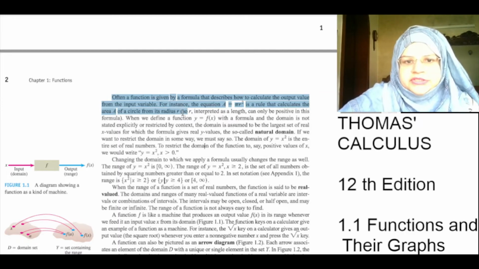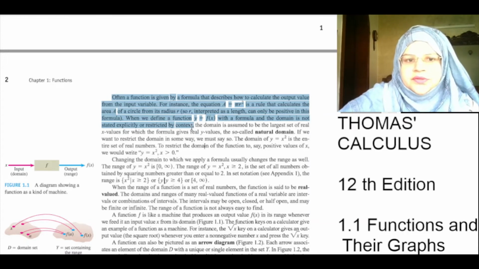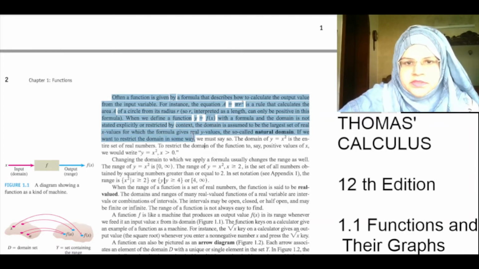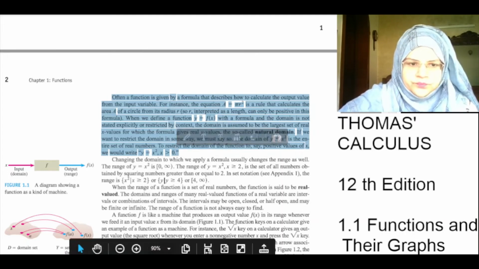When we define a function y equals f of x with a formula and a domain is not stated explicitly or restricted by the context, the domain is assumed to be the largest set of real x values for which the formula gives real y values, the so-called natural domain. If we want to restrict the domain in some way, we must say so. The domain of y equals x squared is the entire set of real numbers. To restrict the domain of the function, to say positive values for x, we would write y equals x squared for x greater than 0.